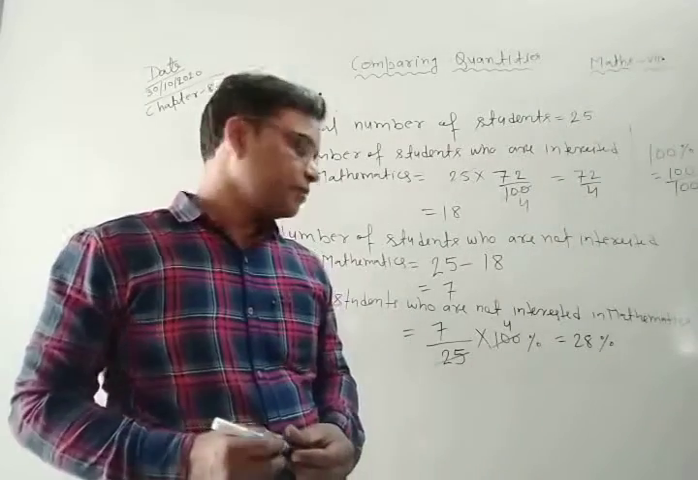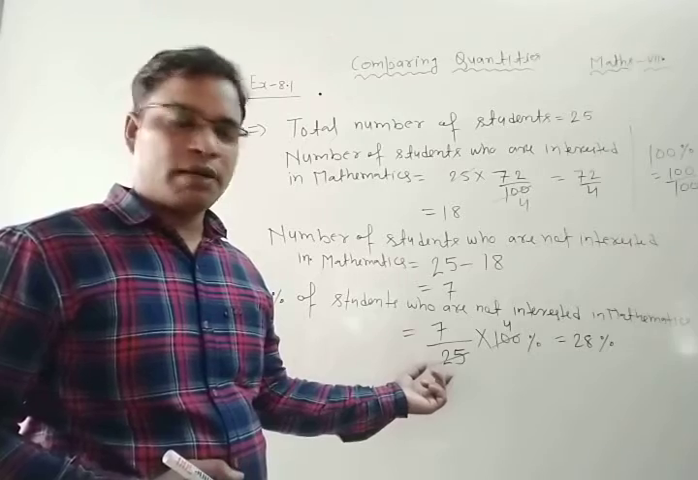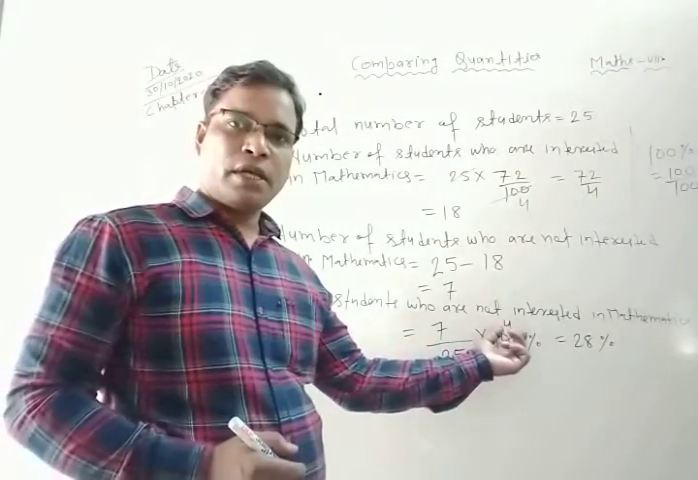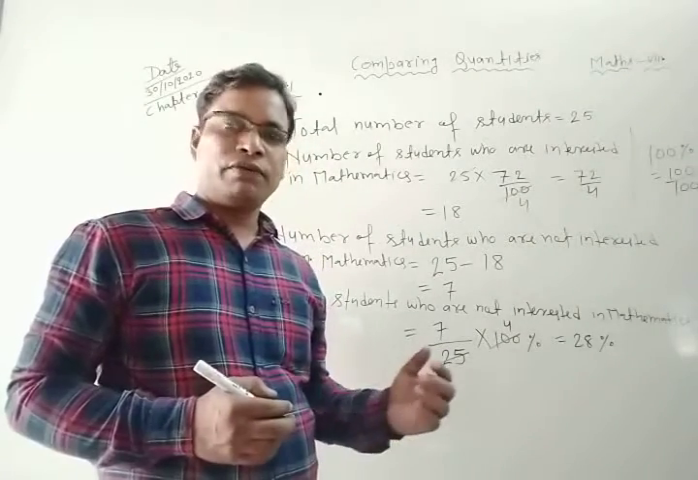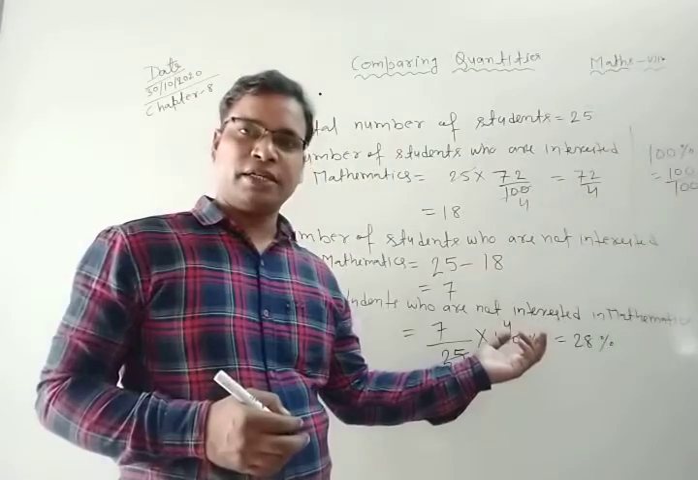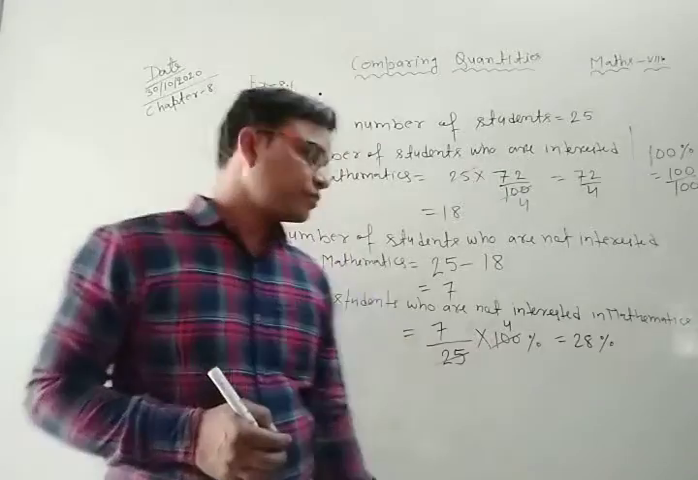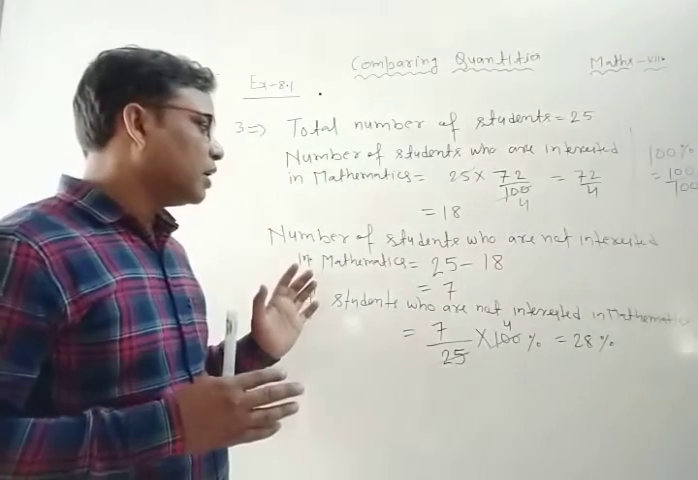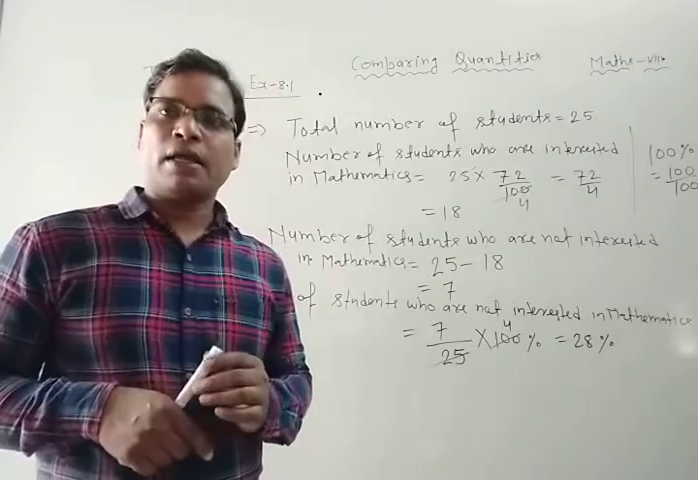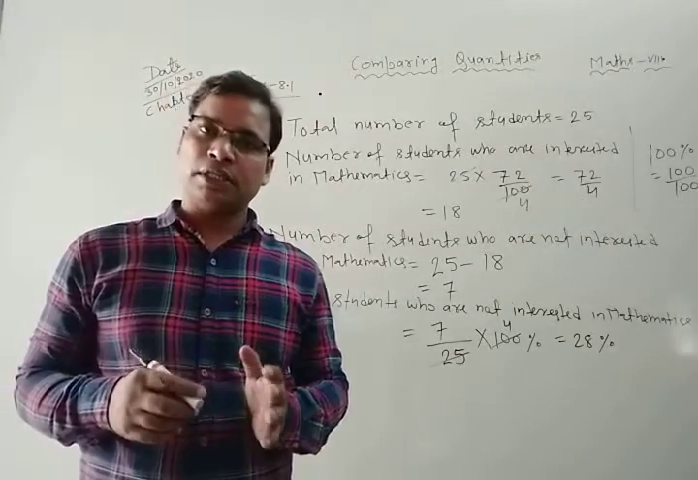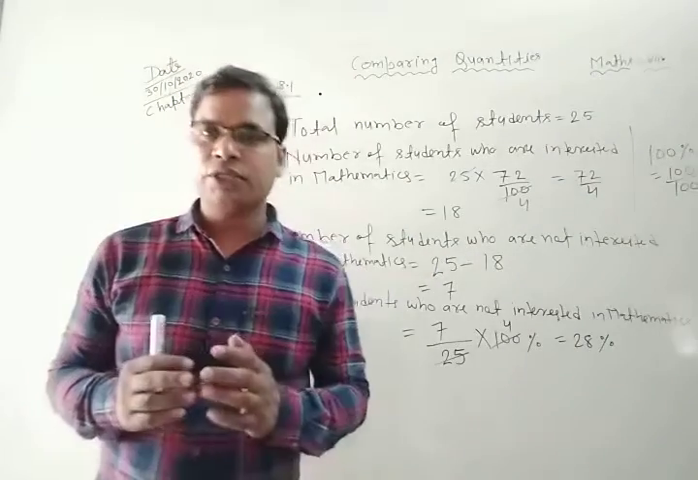If you divide 100 by 25, then you obtain 4. And we have 7 into 4. 7 into 4 is what? 28. So this is equal to 28%. So you can see here 28% of students are not interested in mathematics. So students, I hope all of you understood these questions. Okay, now we are going to discuss the next question.